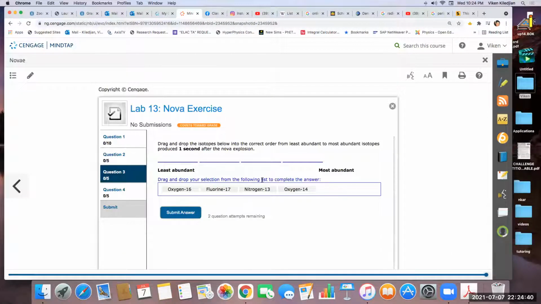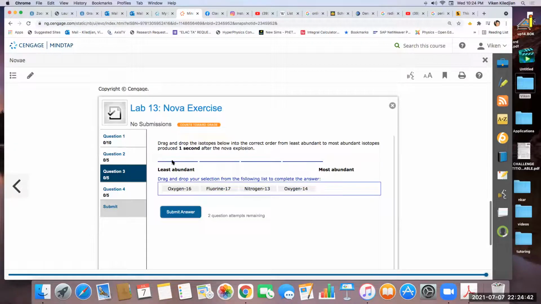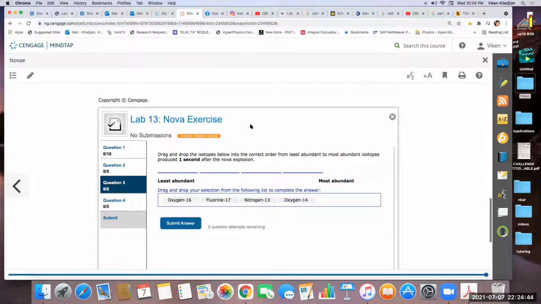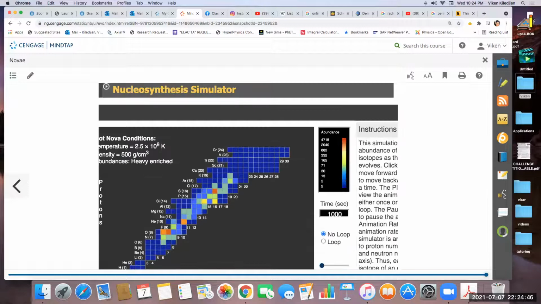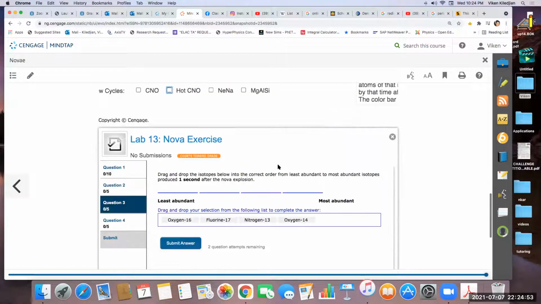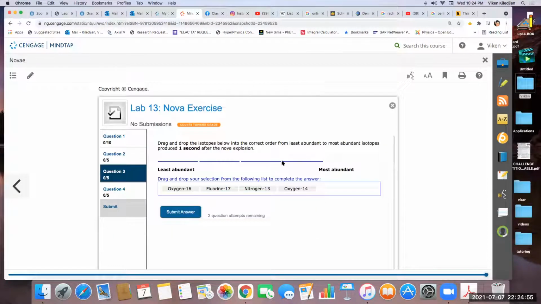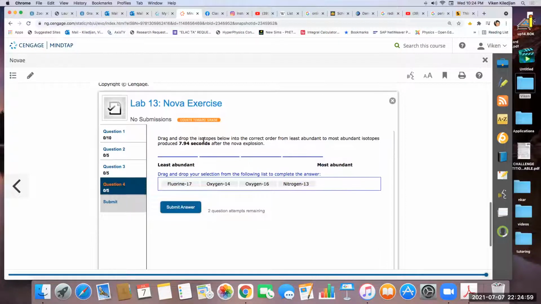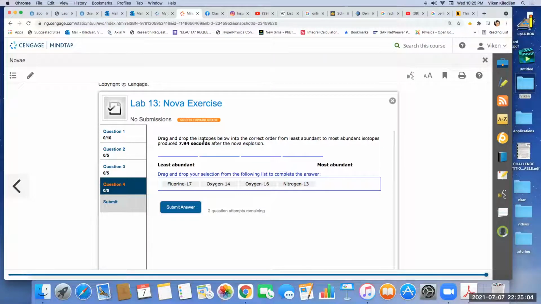Drag and drop your selection from the list to complete the answer. So the least abundant would be the more bluer one, and the most abundant will be the more orange or red one. And then you would base your answer on that, with one picture. And then the next one, drag and drop the isotopes below into the correct order from the least abundant to the most abundant. So you take another picture for that one, and you do the same thing. Base it off of that.